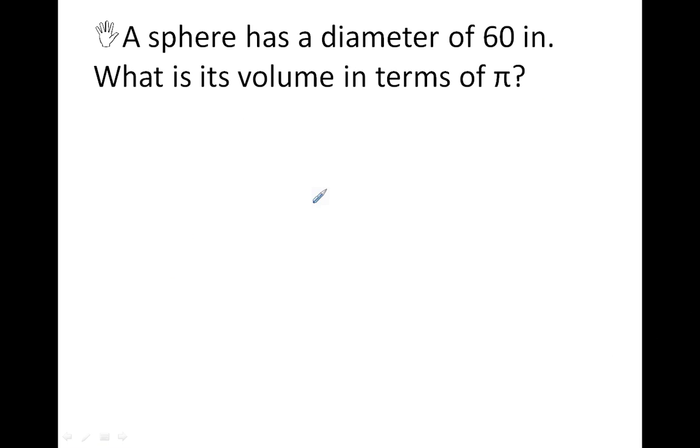Now for this example, a sphere has a diameter of 60 inches. What is its volume in terms of pi? Remember, volume is 4/3 pi r cubed. So we have 4/3 times pi. Now if the diameter is 60 inches, the radius is half of that, or 30 inches. Okay, so again, we're going to do the 30 cubed, 30 times 30 times 30, times 4, divided by 3. We get 36,000. Answer is in terms of pi, so pi, our unit is inches, so our answer is cubic inches.